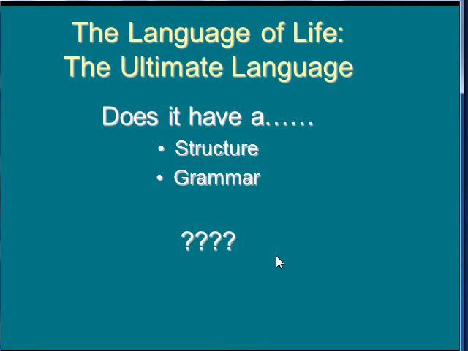So basically what are we saying? Does the language of life have a structure? Does it have a grammar? And this is one thing that we want to look at. And of course, German has a grammar, Java has a grammar, English has a grammar, Spanish has a grammar, and scientists are trying to discover the grammar, the language behind the language of life, behind life itself. And it's a challenge, but we're making progress.